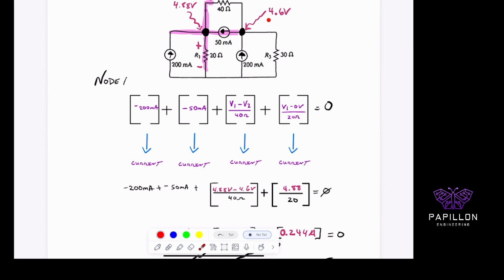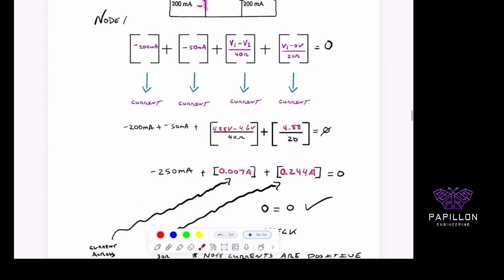And if I wanted to know how much current is going through the resistor, it's going to take the potential difference. Oh, sorry, I meant the 20 ohms over here. So I want to know the current going through the 20 ohm resistor. It's going to be the 4.88 volts, all divided by the 20 ohms. And I know that I'm going to get back 0.244 amps is how much current is going through it.